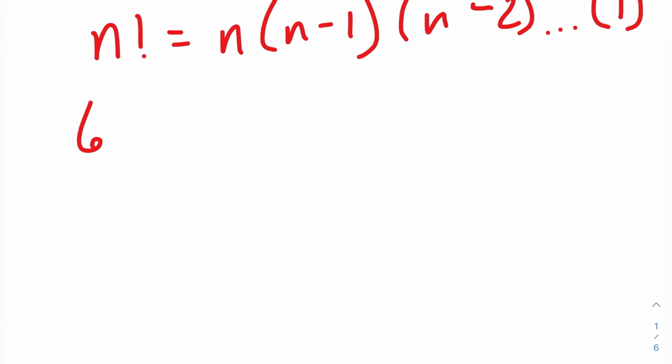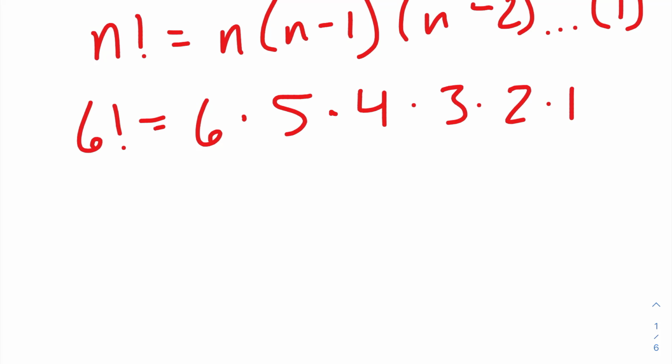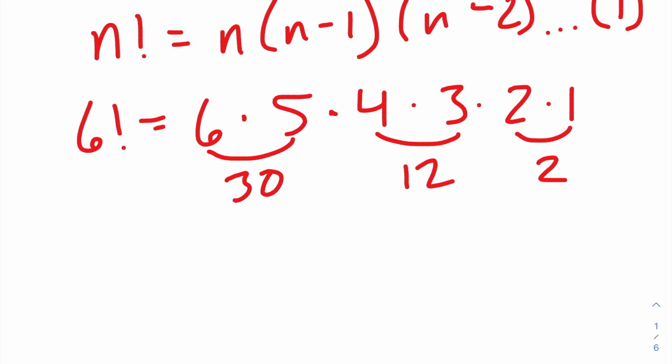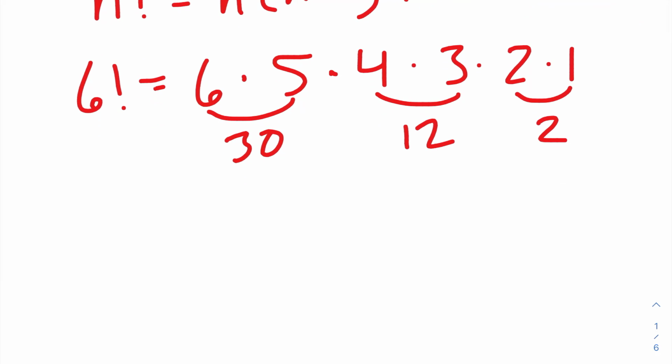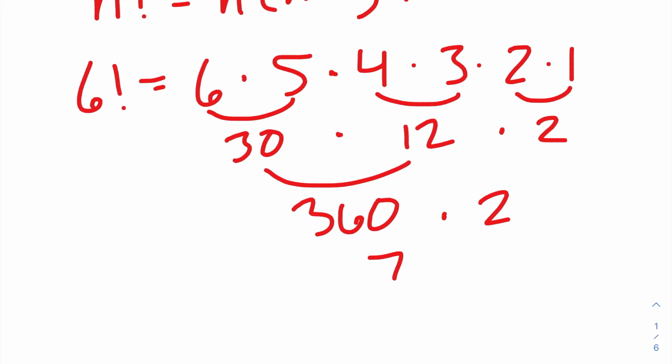So 6 factorial is equal to 6 times 5 times 4 times 3 times 2 times 1. 6 times 5 is 30. 4 times 3 is 12, and 2 times 1 is 2. So basically we have 30 times 12 times 2. 30 times 12 is 360, and 360 times 2 is equal to 720.